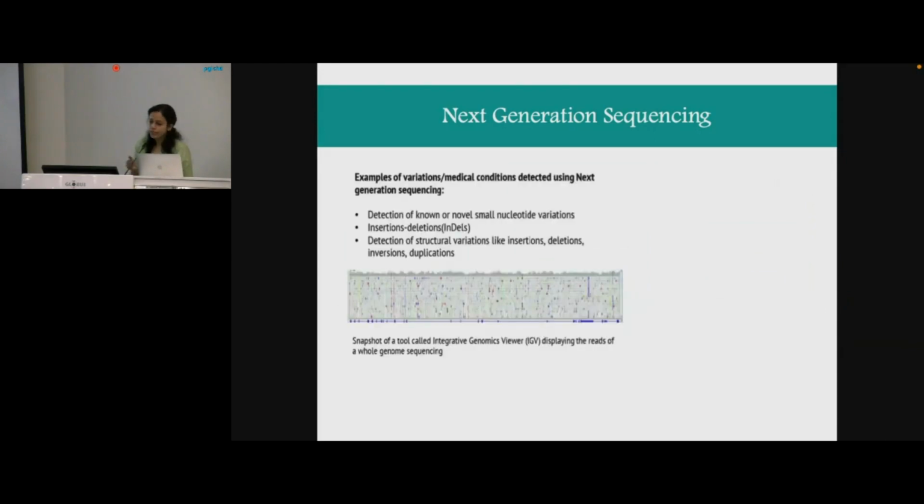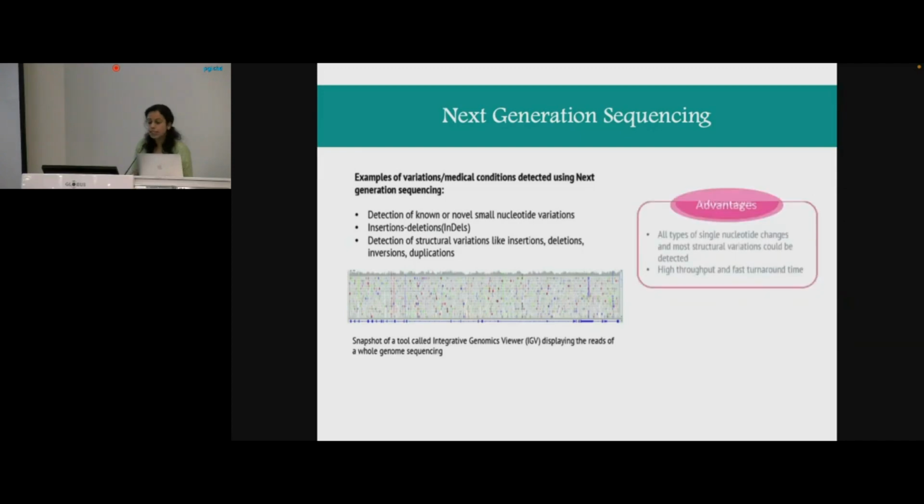So there are various conditions where we can offer an NGS test. Like if you have a very heterogeneous or broad phenotype, and you are not sure what to do, then you can choose next generation sequencing, either a panel or whole exome sequencing, as per your phenotype or disease etiology.